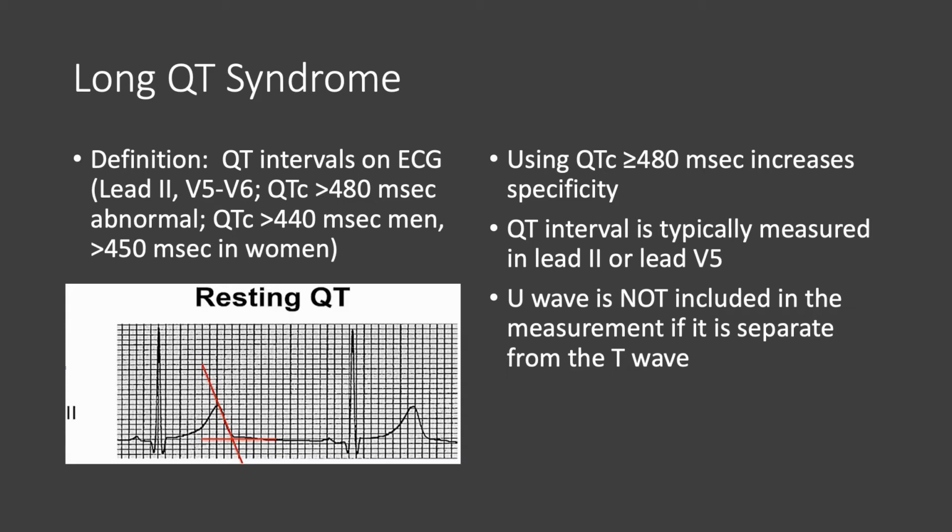And that's reflective of the dynamic nature of the QT interval. The QT interval is typically measured in lead 2 or lead V5, and if a U wave is present, it's not included if it's separate from the T wave.